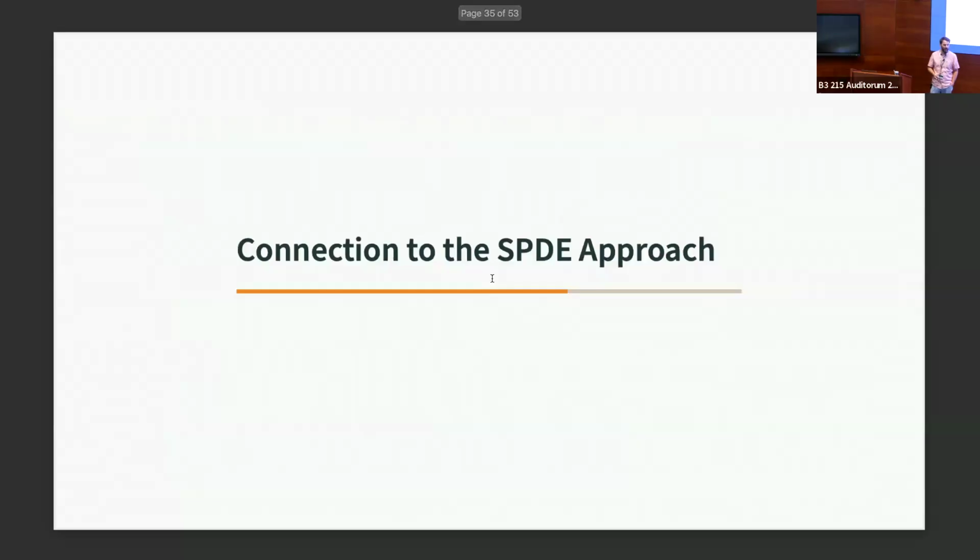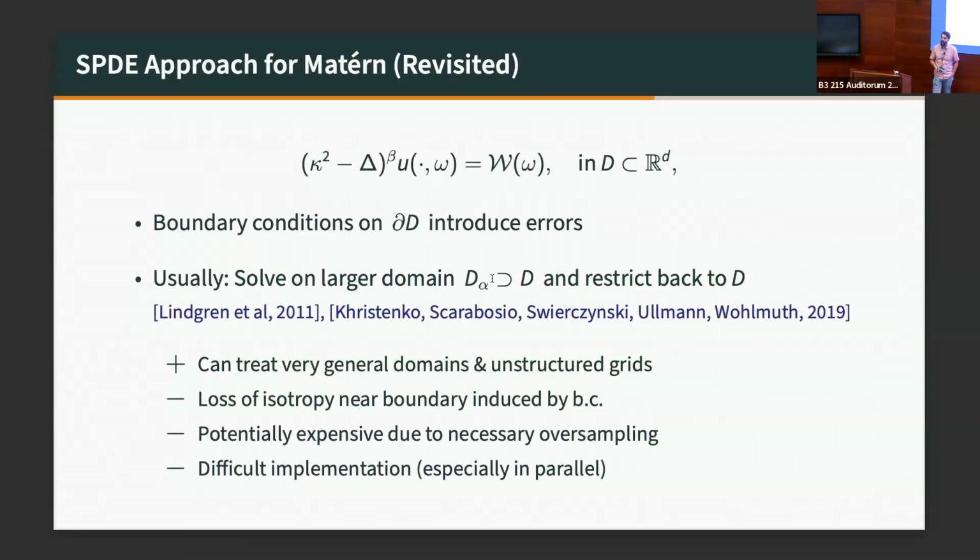But I also mentioned the SPDE approach. And the nice thing is that this whole theory and observation completely carries over to the SPDE approach. So now we are solving a PDE on a domain D. The way that people in SPDE sampling, Ruhe et al., in this first paper, and then later in this paper by Kristenko et al., where it was analyzed more carefully from a numerical analysis point of view, overcome the problem of this artificial boundary condition by also embedding in a larger domain.